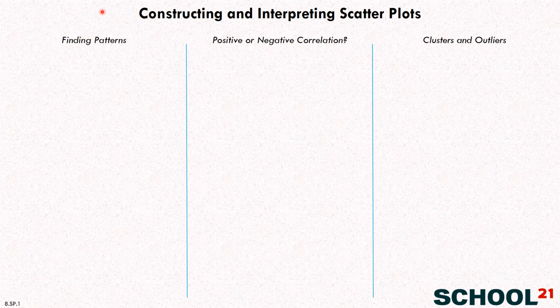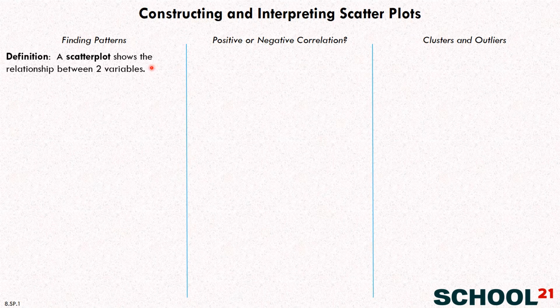All right, let's talk about constructing and interpreting these things called scatter plots. We'll define what those are in a second. We're going to find patterns with these scatter plots. We're going to be talking about something called correlation, whether it's positive or negative. And then we're going to talk about clusters and outliers. But before we do that, let's figure out what a scatter plot actually is.